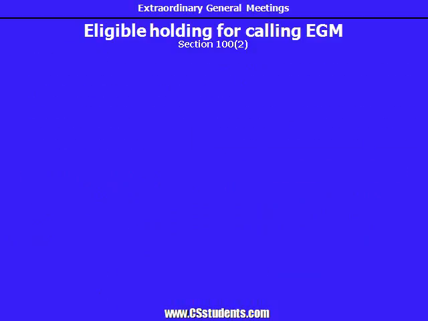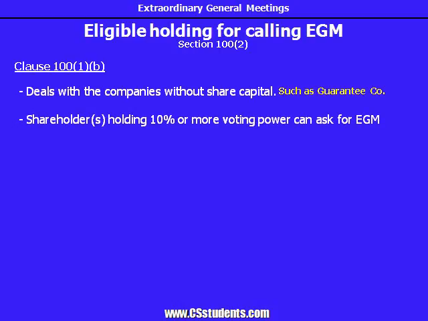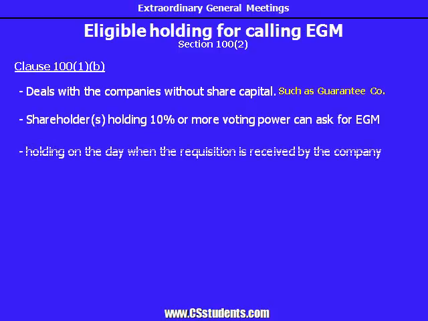The point B deals with companies without share capital. The Indian Companies Act has enabling provisions to incorporate a company without share capital, for example, guarantee companies. In those cases, members holding 10% or more of the voting power would have the right to make a requisition for an extraordinary general meeting, and the holding shall be taken on the date of receipt of the requisition by the company.